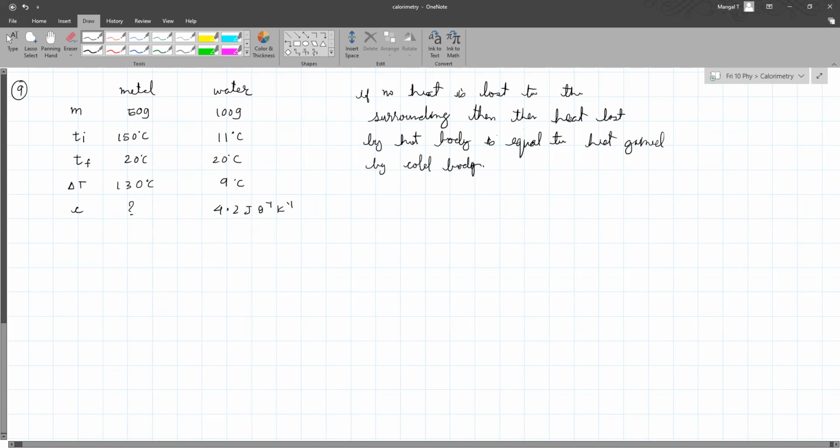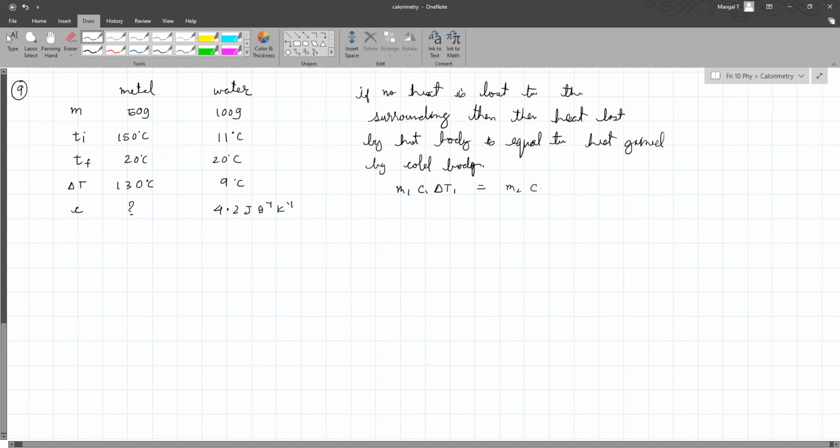Now remember earlier when we had done numericals of force chapter, where we had written that if the scale is balanced, the total sum of clockwise moment is equal to the sum of anti-clockwise moment. So similarly, this statement is important over here. So now we write M1 C1 delta T1.